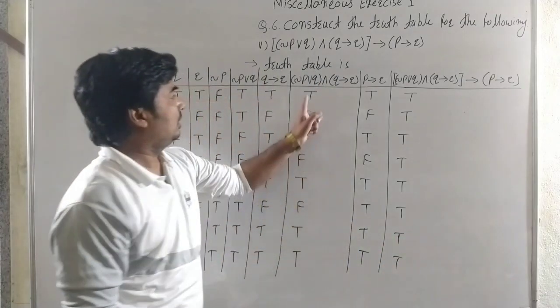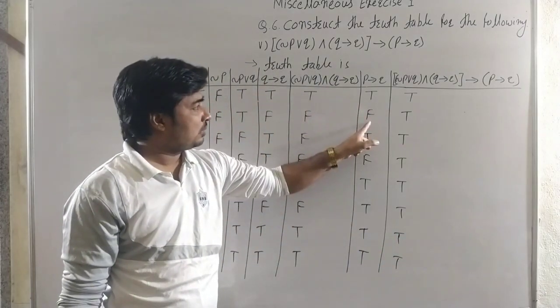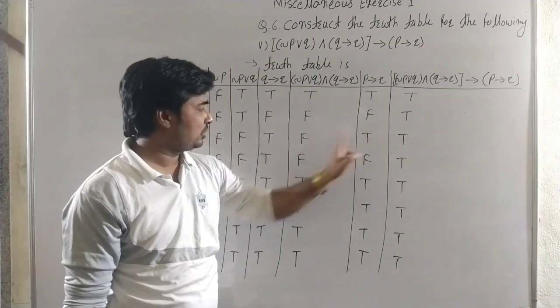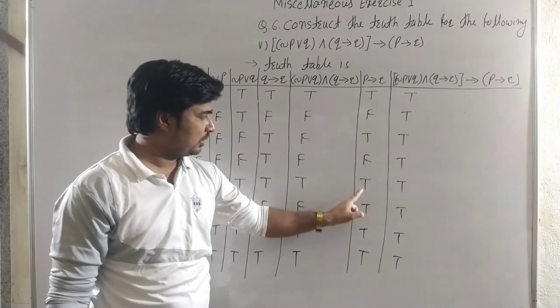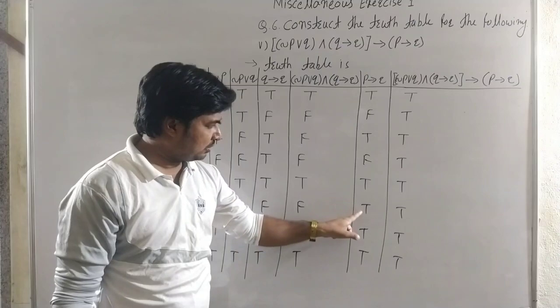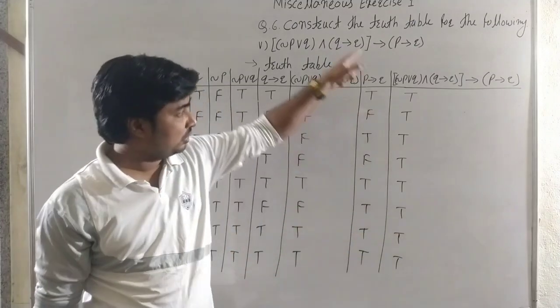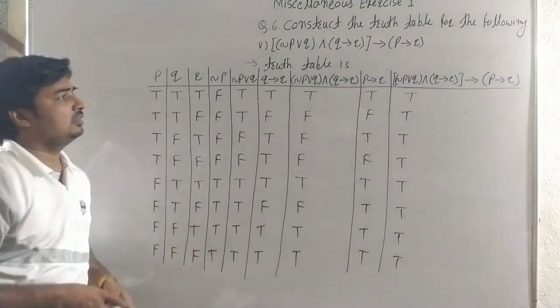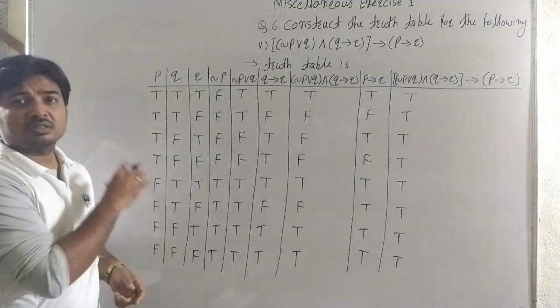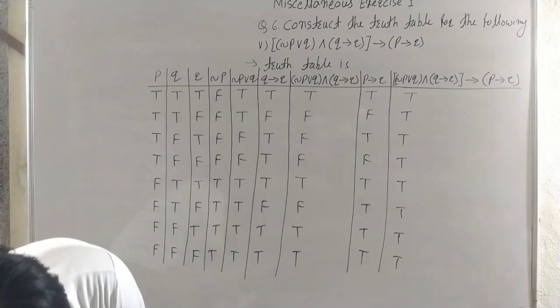Okay, here true implies true, true; true implies false, false; it is true, false implies true, it is true; false implies false, true; true implies true, true; and true implies true, it is true. Okay, all are true. That means it is again a tautology. Okay, it is a construction of the truth table. Now we see the next.